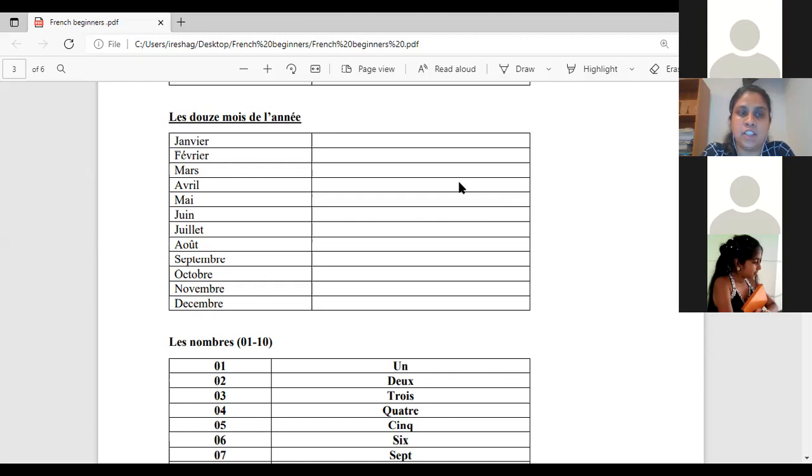Juillet, août, septembre, octobre, novembre, décembre. Janvier, février, mars, avril, mai, juin, juillet, août, septembre, octobre, novembre, décembre.